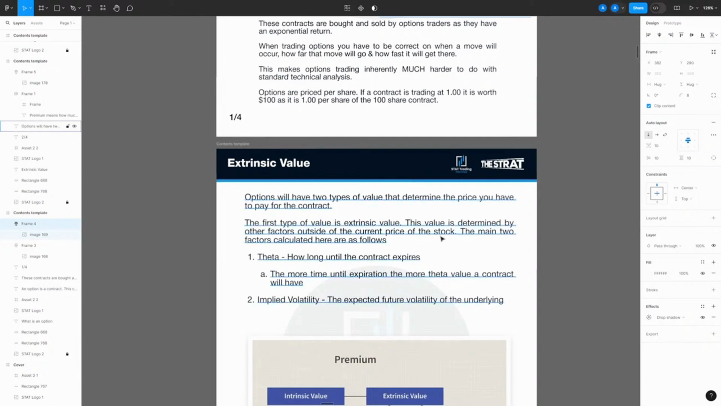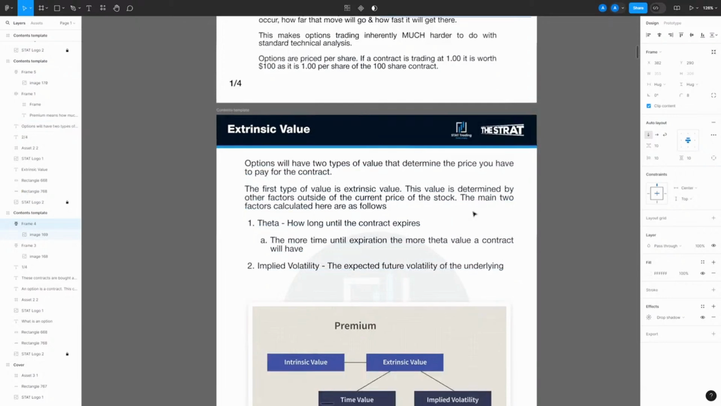So the first type of value is called extrinsic value, and it's determined by other factors outside of the current price of the stock. So the main two factors calculated are here. The first is theta, which is how long you have until it expires. So the more time until expiration, the more theta value a contract will have. So if you've ever heard someone talk about options and mention theta decay, that's what that is. Because as time goes on, your option becomes worth less.